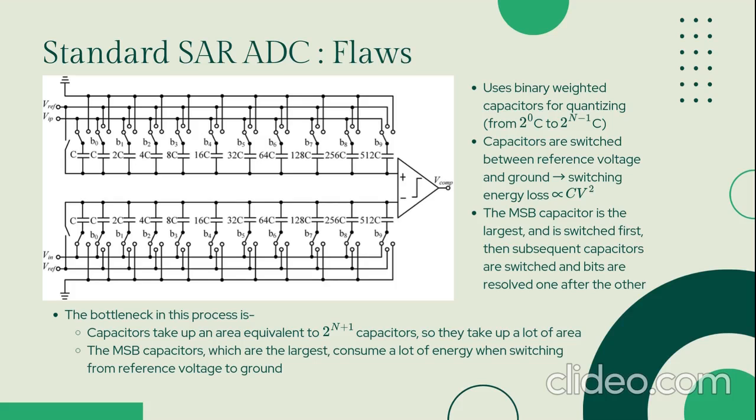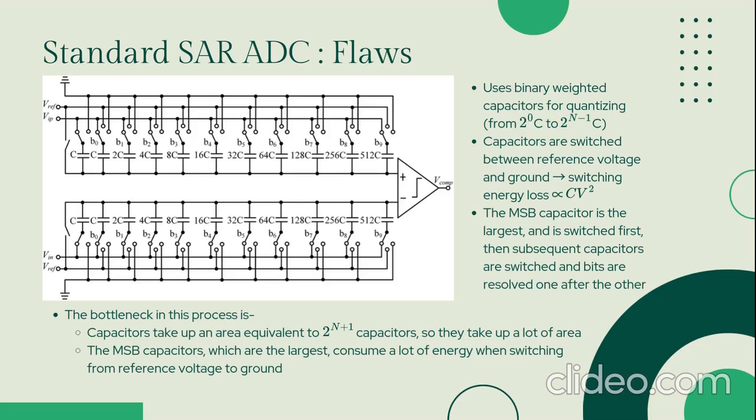So now we first look into the standard SAR ADC architecture. The standard SAR ADC architecture consists of a capacitive digital to analog converter, a comparator, and digital logic for the switching of the capacitors and generation of digital output. The capacitors used in the CDAC are binary weighted and go from 2 to the power of 0 C to 2 to the power of n minus 1 C, where C is the unit capacitance. In the sample and hold phase, the capacitors of the CDAC store the input signal information in the form of charge. Then, according to the digital logic, the capacitors are switched and the bits are resolved one after the other.